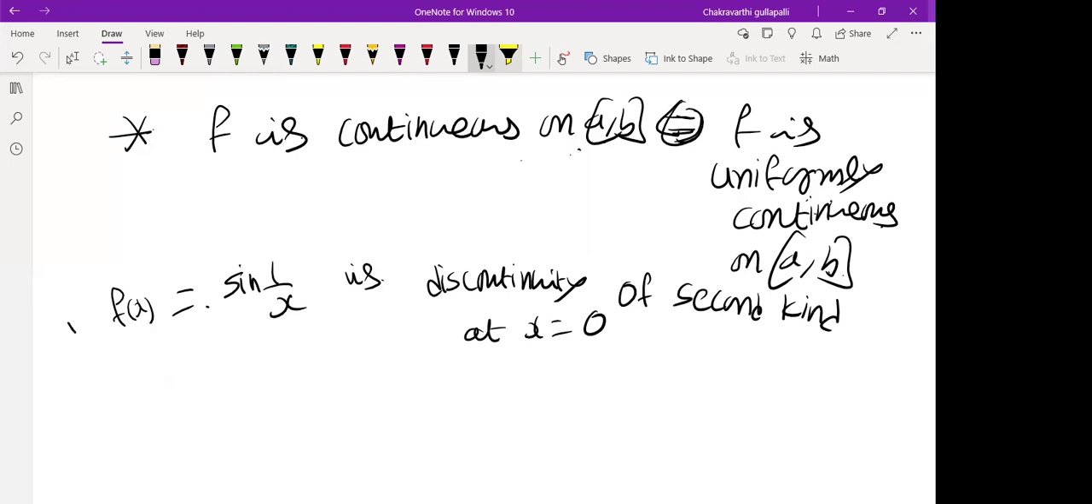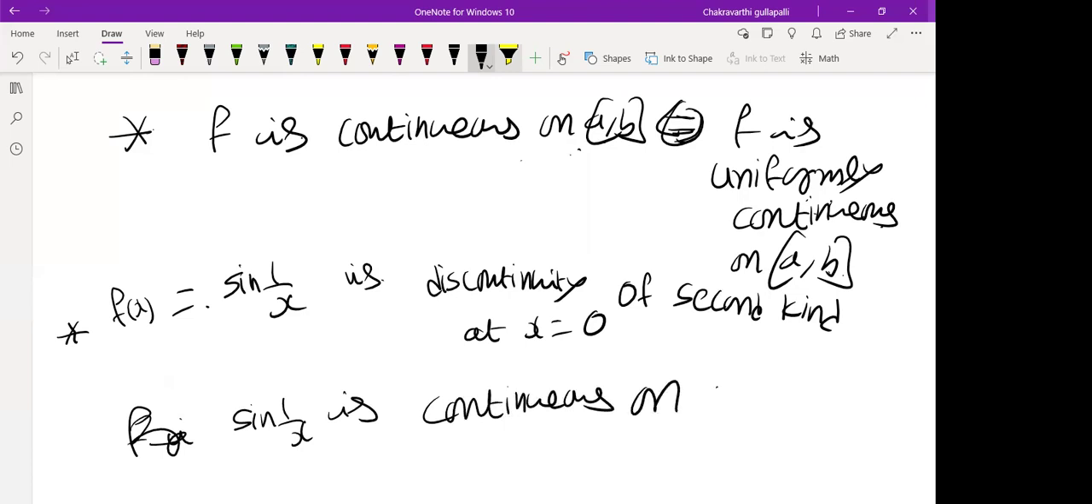So therefore, a very important point is that sin 1/x is continuous on R star, where R star means R minus {0}. In this interval it is happily continuous, but it is discontinuous only at 0. 0 is the only problematic point.